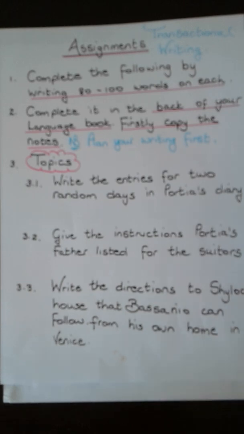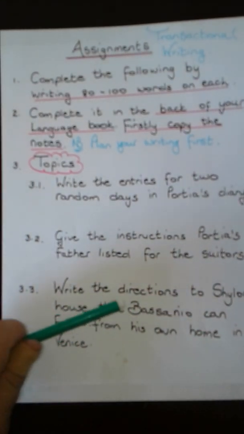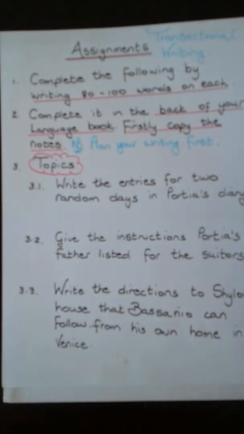You will do this in the back of your language book. Like I said, only 80 to 100 words. In most cases, in the diary, it would most probably be 2 paragraphs. The instructions are in point form, and your directions. But there would be a great advantage if you can just draw yourself a little map there, just to place yourself in Venice. Where is Shylock's house? Where's Bassanio's house? Where's Antonio's house? Where's the Rialto Bridge?